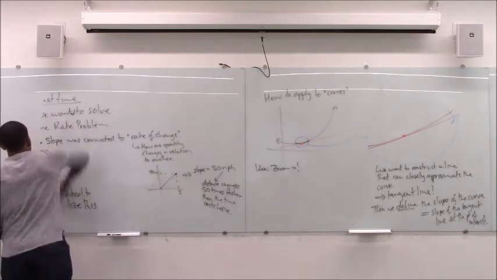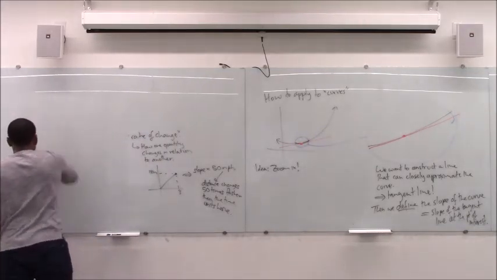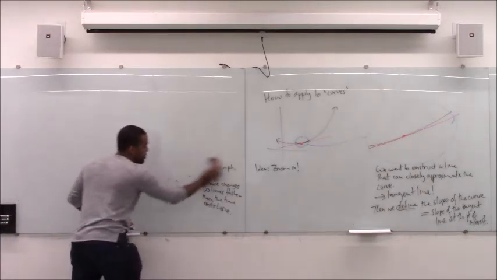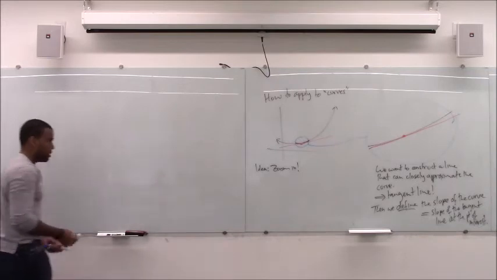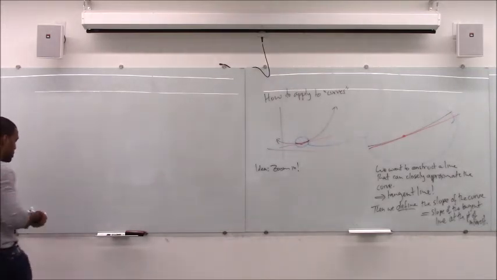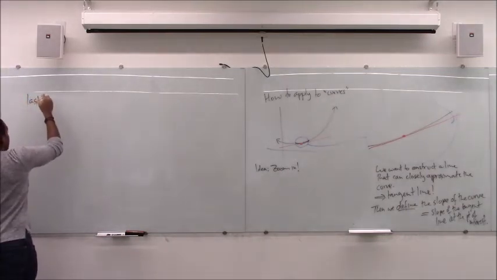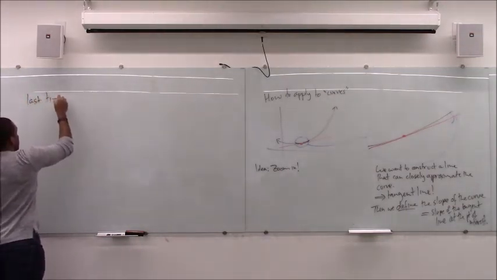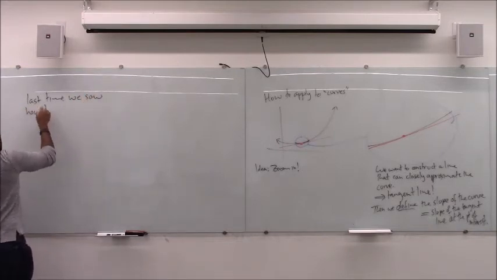And so last time what we learned is how to find the slope of such a line, this line that's going to approximate our curve. We'll get to the approximation idea in a couple classes, but for now, let's just run with this. Last time we saw how to find the slope of this line.